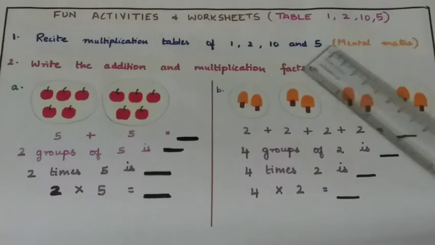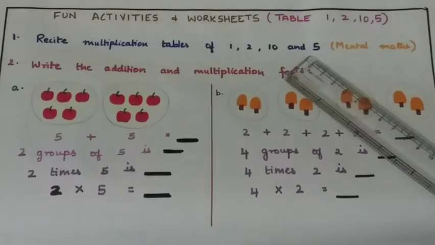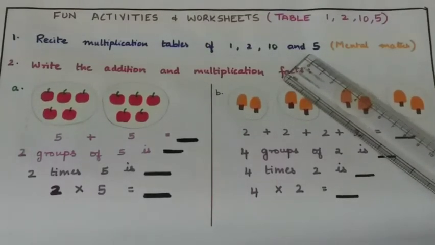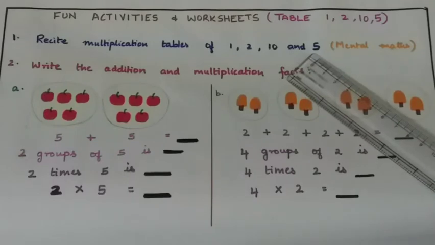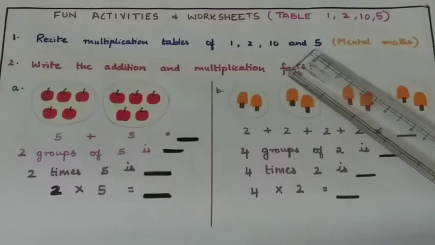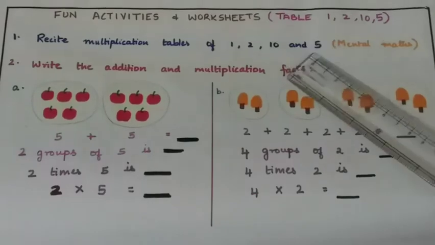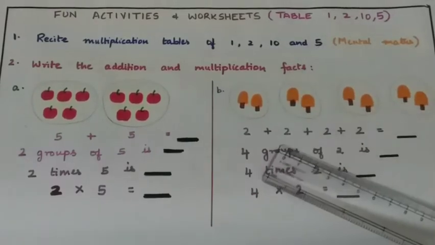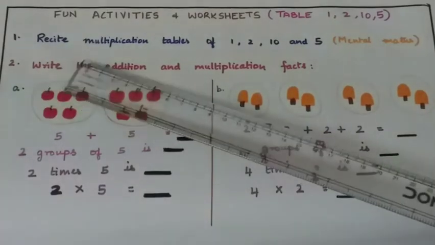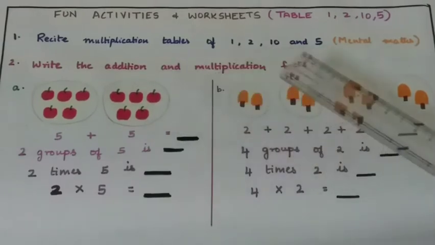So the first most important thing is you should make your kids recite the multiplication tables of 1, 2, 10 and 5. Only when your kids are able to recite the tables without any mistake, then you can move to the further activities. Write the addition and multiplication facts.